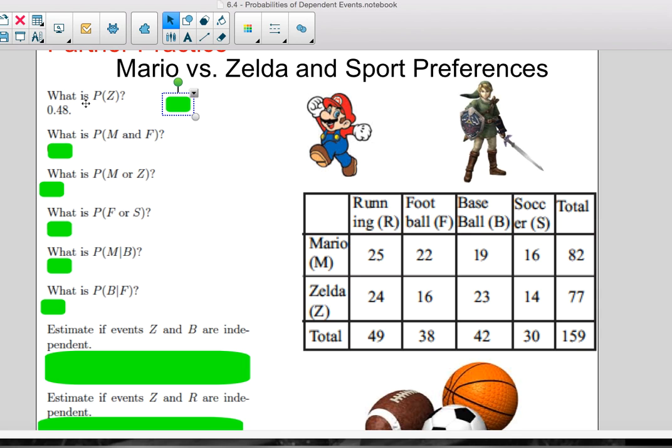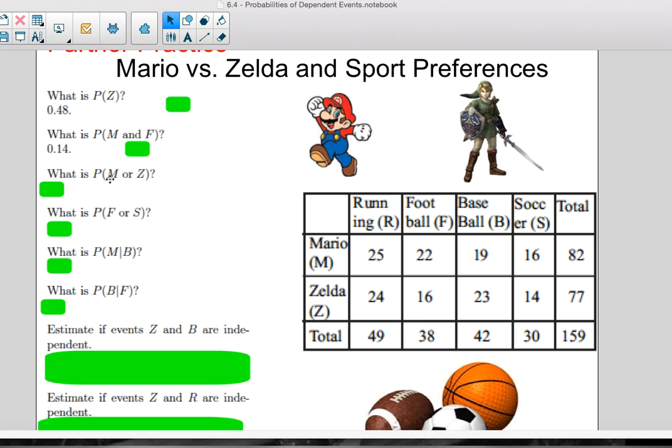The second question: what is the probability that somebody likes Mario and football? Well, this is the Mario row. This is the football column. So the probability that somebody likes Mario and football is simply 22. You just look at the one cell. 22 out of the 159. So 22 out of 159 is about 14%, right? So that's the probability that somebody likes both of these things.